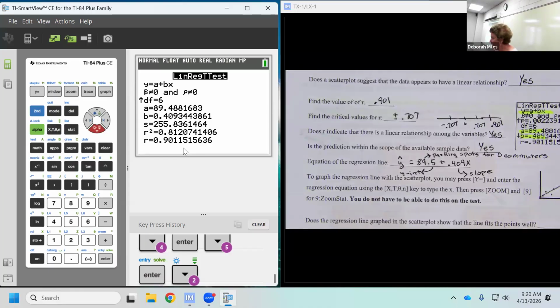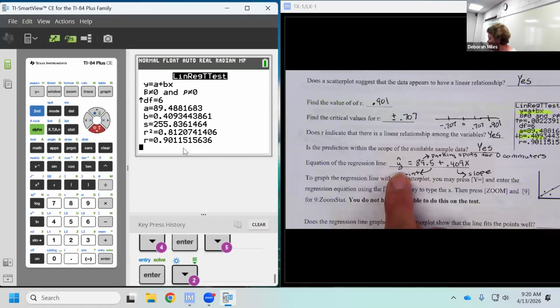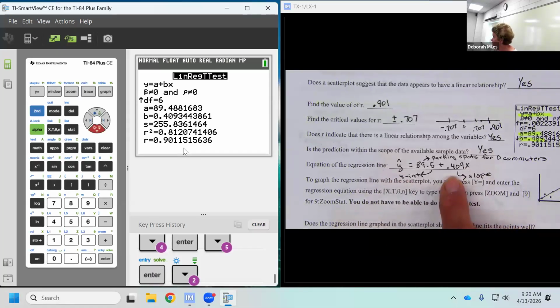And then the slope gives you how many additional parking places you need for each commuter. For every commuter there is, we need about a half a parking place. I guess this is assuming some carpooling. You wouldn't need a spot for everybody. You just need a spot for every car.